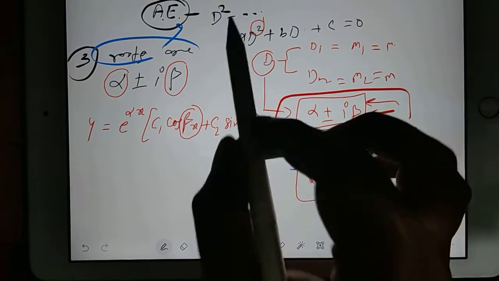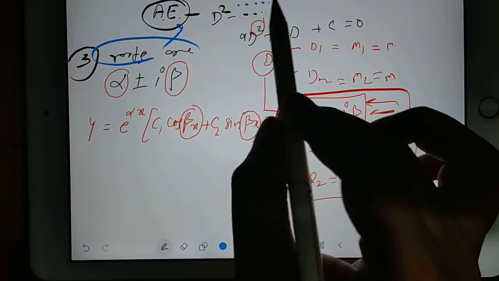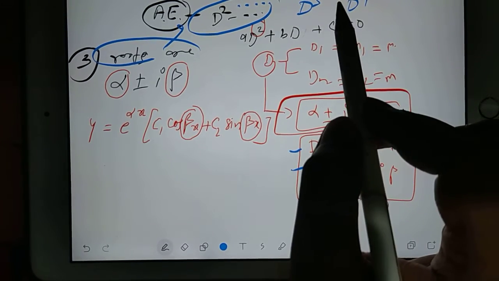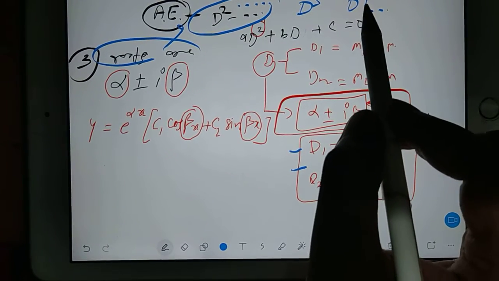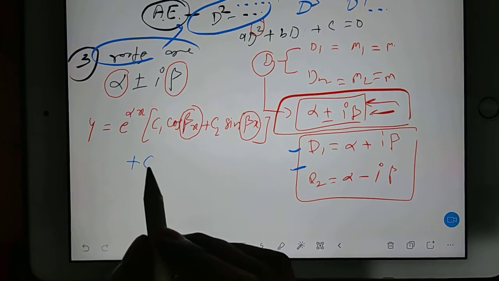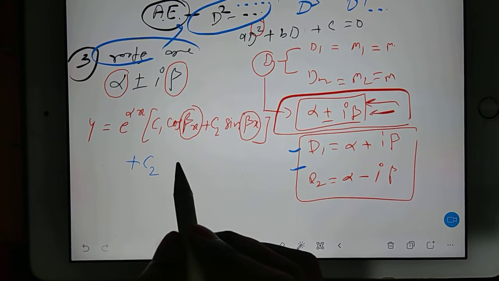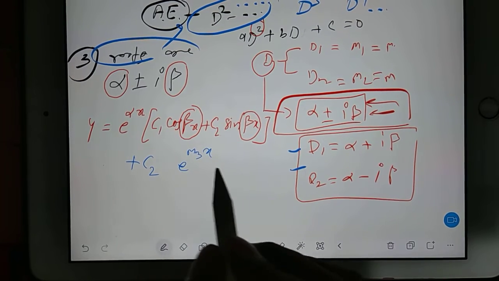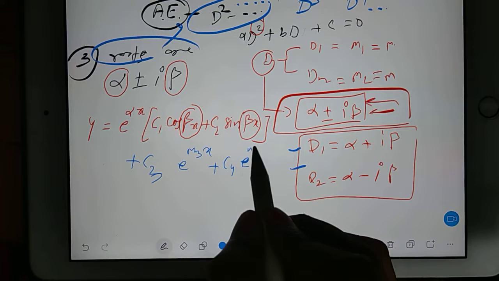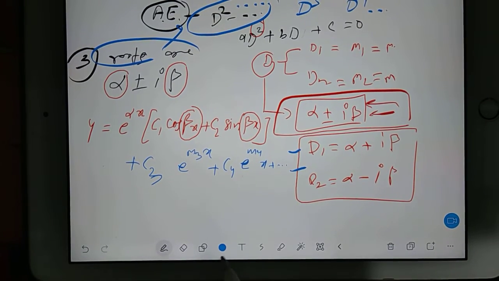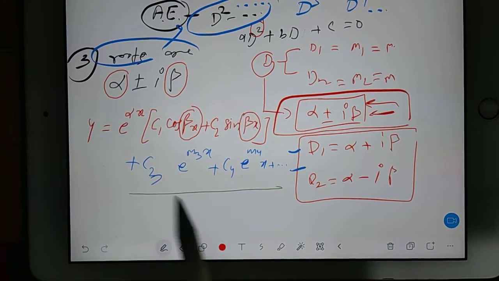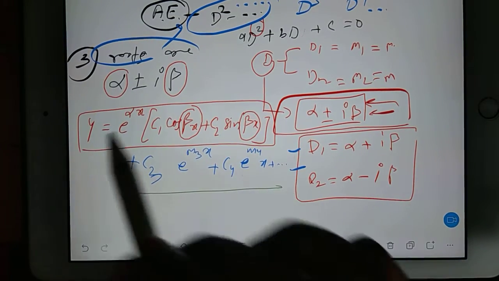Suppose your auxiliary equation is of higher order, more orders are there, suppose cubic or 4th order. Then you will be getting extra roots also. In that case, you add the extra root terms like this: C3 e power m3x plus C4 e power m4x plus dot dot dot. But if only 2 are there, then no need to bother about this. Then you only focus on this.